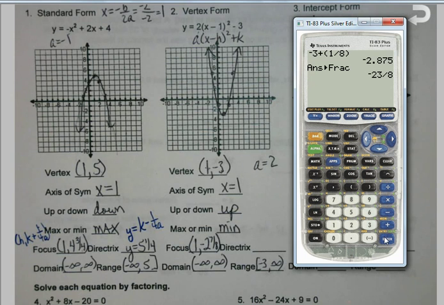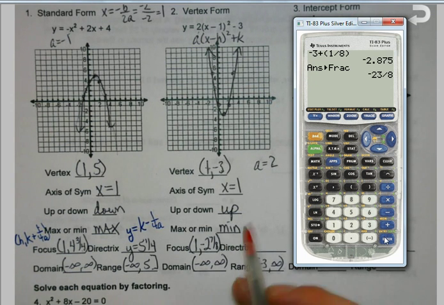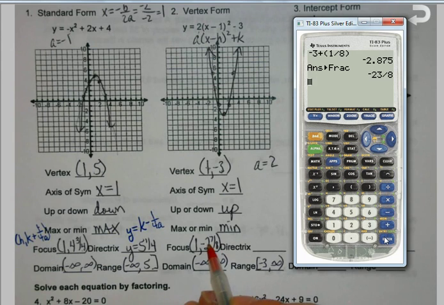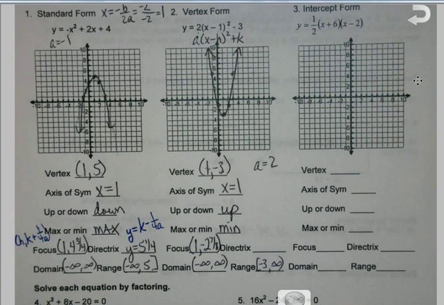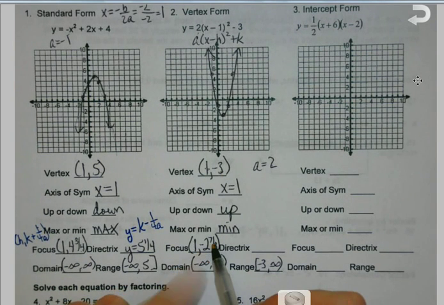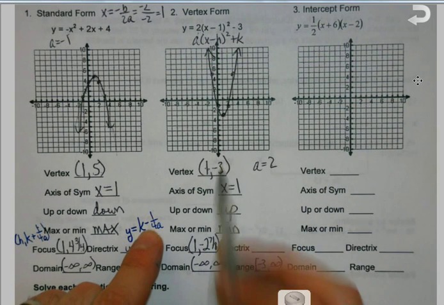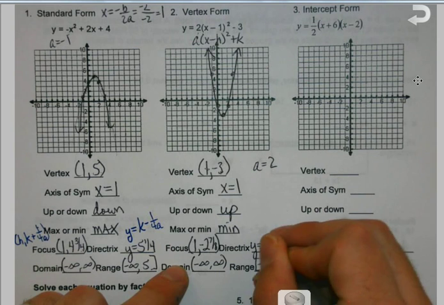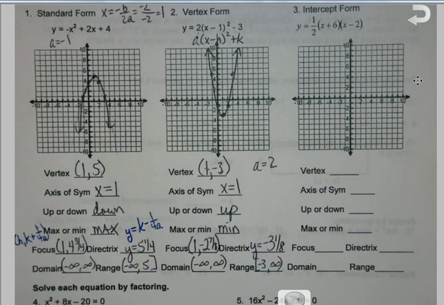You're like, okay, -23/8. That's the same thing I got here, because if you remember from mixed numbers, 8 times 2 is 16, plus 7 would be 23. If you wrote -23/8, that's fine as well. So then my directrix, again, is going to be like we did before. Since on this one I did -3 plus 1/8, here I'm going to have -3 minus 1/8. And again, I could do the same thing that I did on the graphing calculator if I wanted to, with adding or subtracting the fraction. All right.